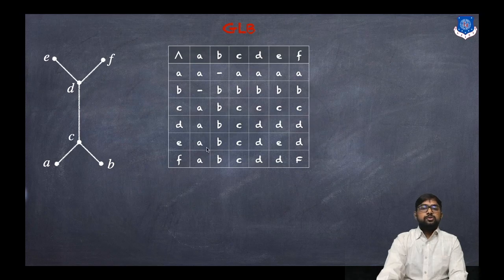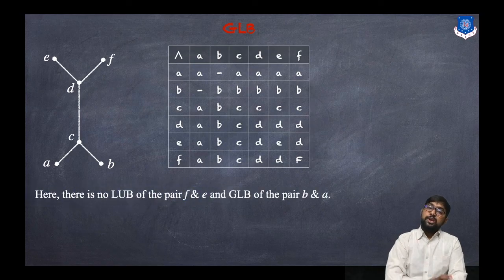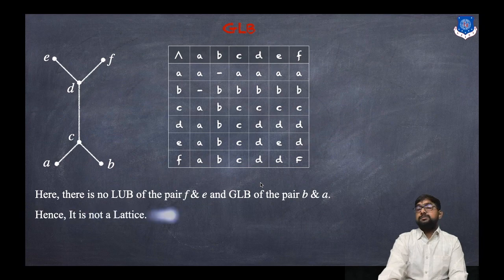Okay, so here you can see that there is no LUB of the pair F and D, and in the same manner there is no GLB for the pair A and B. So as not all the pairs have GLB and LUB, hence it is not a lattice.